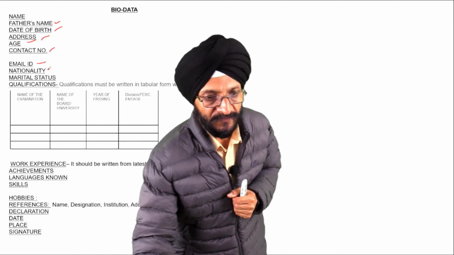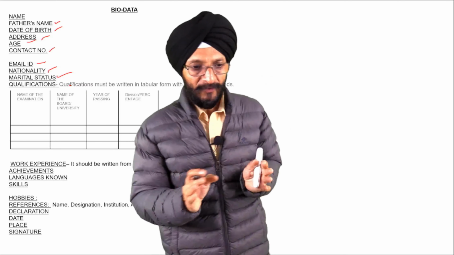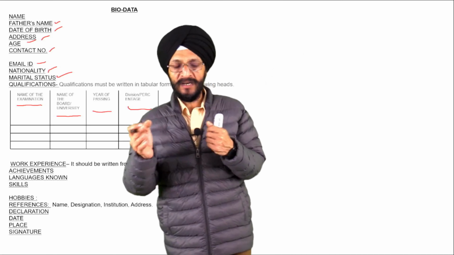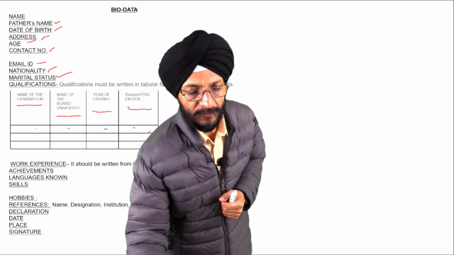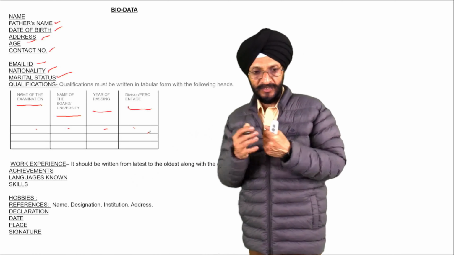Then you have to mention which country you belong to, nationality. Then you have to mention whether you are single or married, marital status. Then you have to mention your qualifications in a tabular form. You can see here that it is written name of examination, name of the board or university, year of passing, division or percentage of marks, and then you have to fill all these columns as per your degrees or courses which you have obtained or earned.